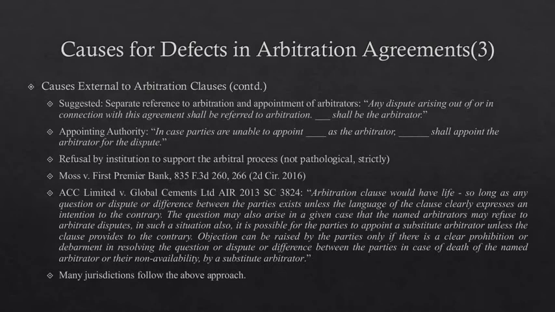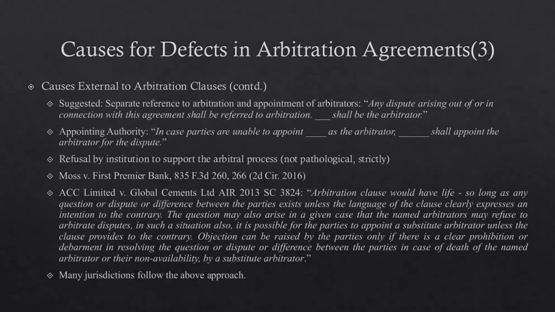The question may also arise in a given case that the named arbitrators may refuse to arbitrate disputes. In such a situation also, it is possible for the parties to appoint a substitute arbitrator unless the clause provides to the contrary. Objection can be raised by the parties only if there is a clear prohibition or debarment in resolving the question or dispute or difference between the parties in case of death of the named arbitrator or their non-availability by a substitute arbitrator. This approach is followed in most jurisdictions. Courts tend to uphold the arbitration clause but appoint substitute arbitrators.